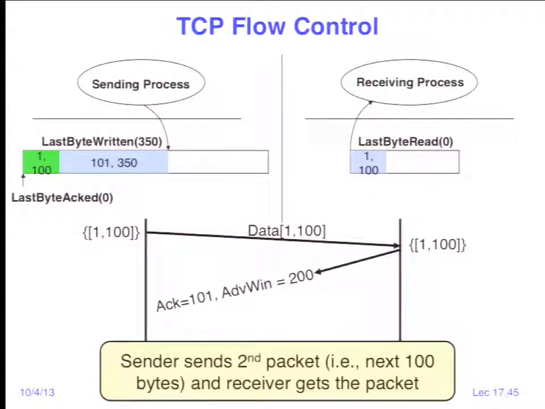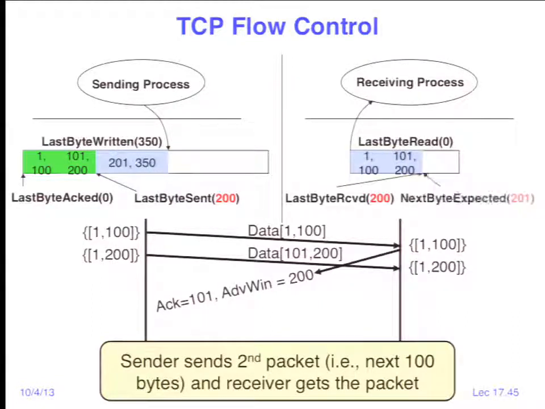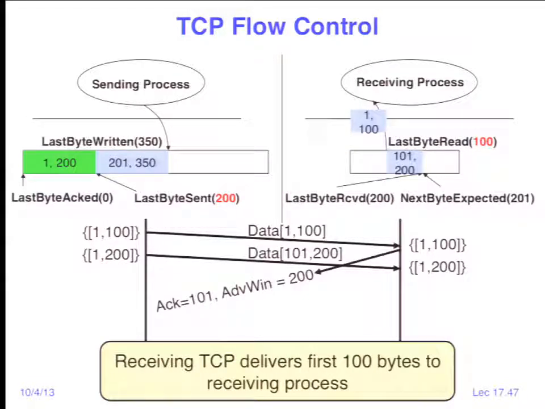Okay, the sender sends the second packet, and the receiver gets the next 100 bytes. We update our last byte sent. We update our last byte received, because that was in order. Next byte expected goes to 201. Right?